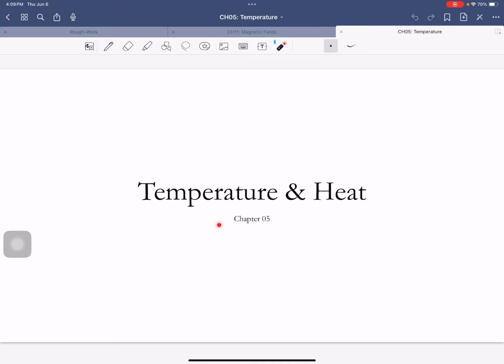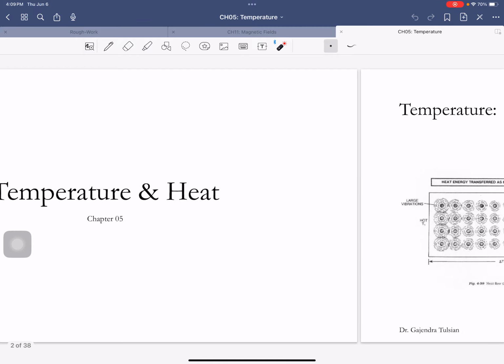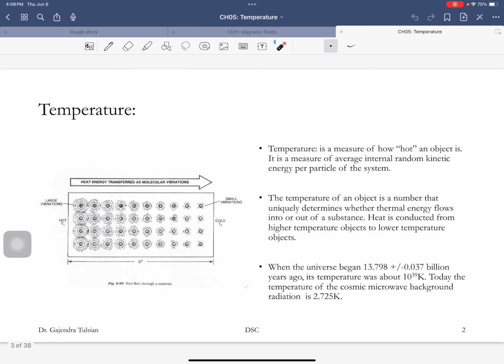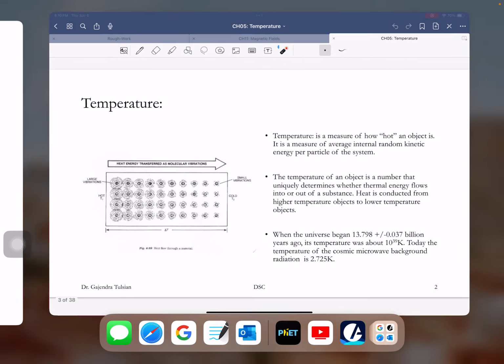In this chapter, we'll study temperature and heat and how they're related. So temperature measures how hot an object is. It measures the average internal random kinetic energy per particle of the system. Let me show you an app.